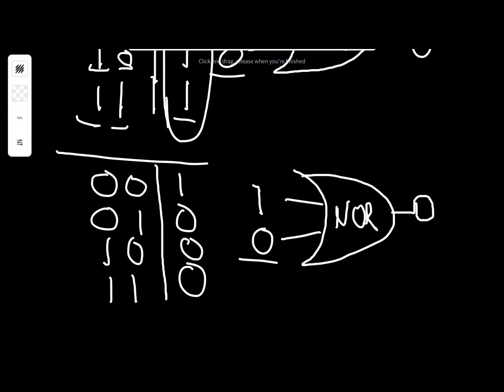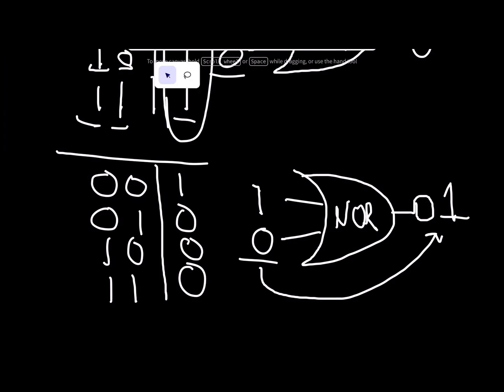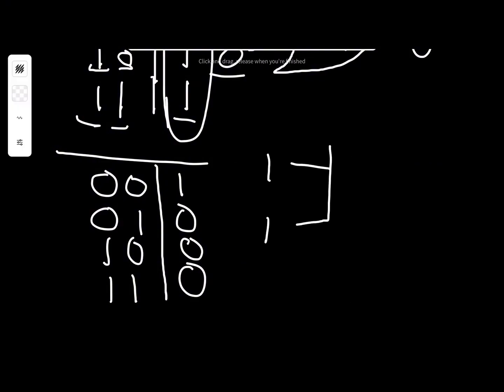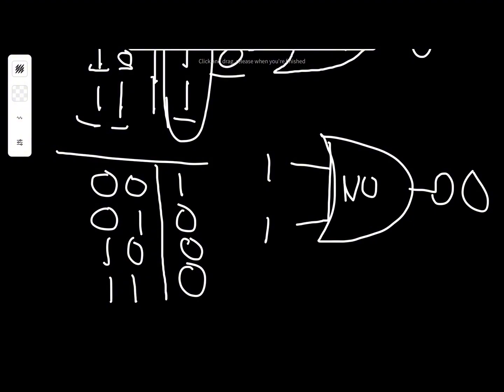Now, there's a 0 to carry over. So the NOR gate is essentially saying, is there a 0 in this gate? If there is, then the 0 becomes a 1. And it's essentially checking if there's both 1s in the circuit. So if there's a 1 and a 1 in the NOR gate, then the NOR gate is going to return 0, since the NOR gate is not like two 1s.